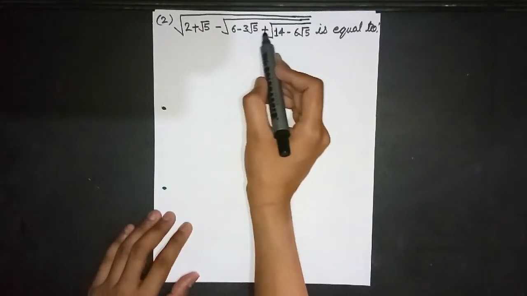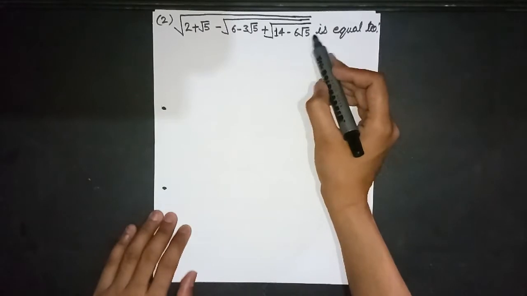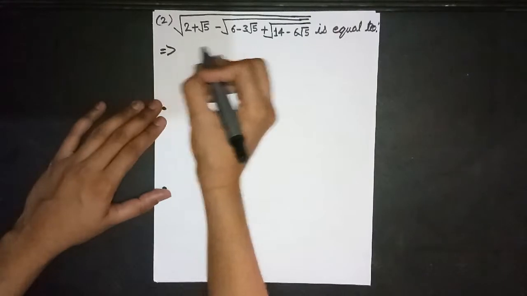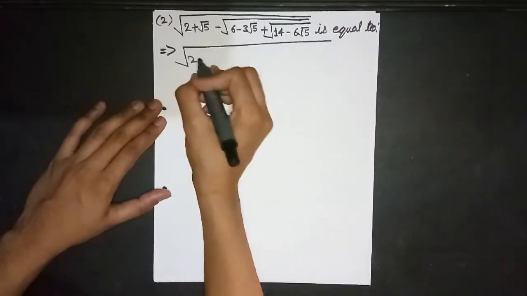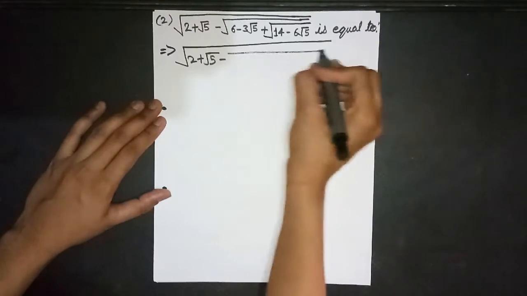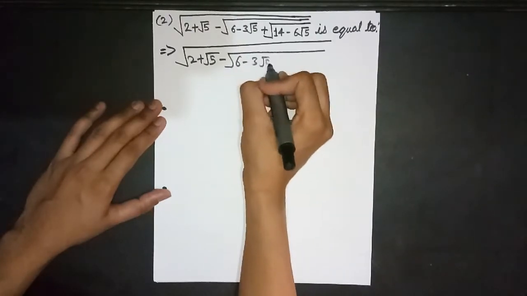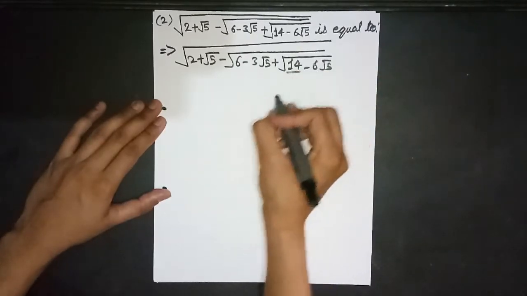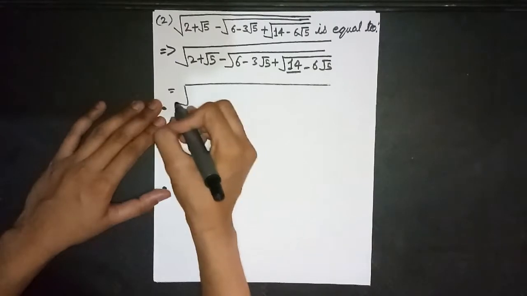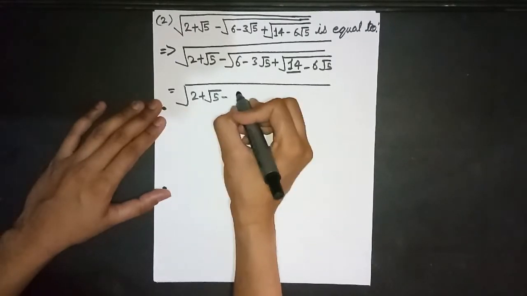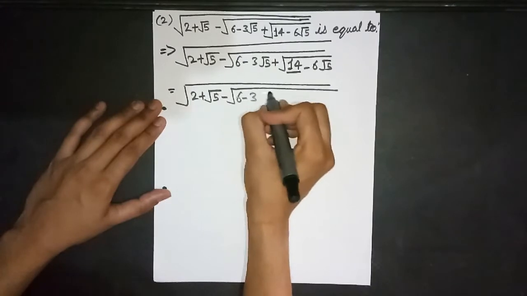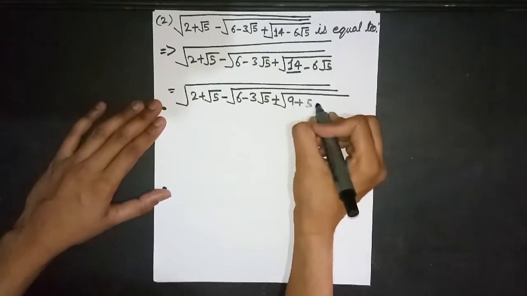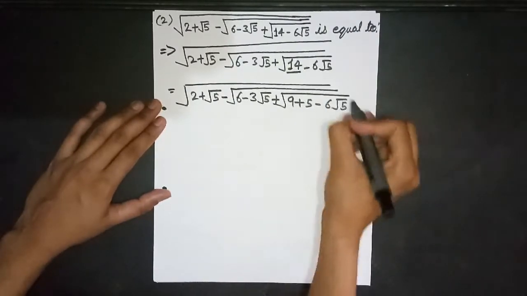Second, under root of 2 plus under root 5 minus under root 6 minus 3 under root 5 plus under root 14 minus 6 under root 5 is equal to. So we are given this, and we will try to make a perfect square of the number given in under root, right? So from here we will split 14. Our step is 2 plus under root 5 minus under root of 6 minus 3 under root 5 plus under root of, split 14 as 9 plus 5 minus 6 under root 5.